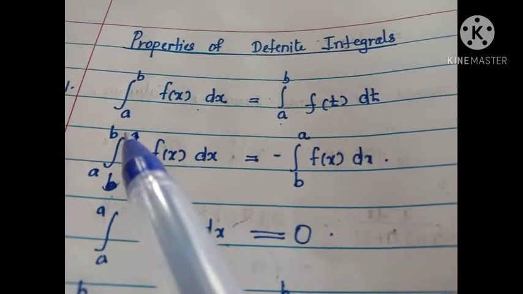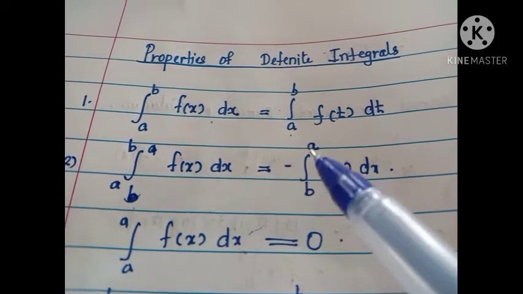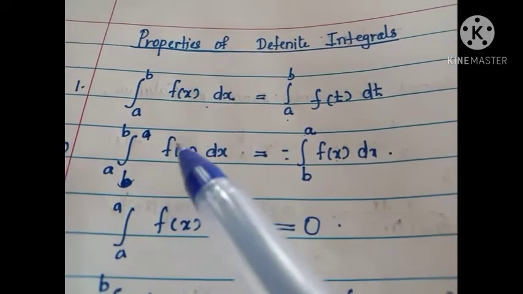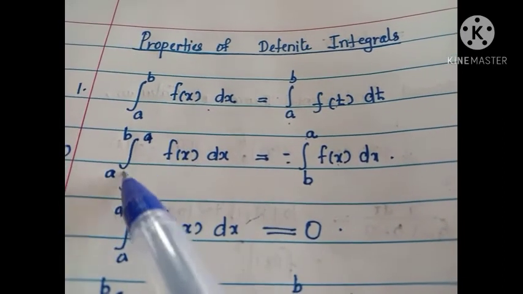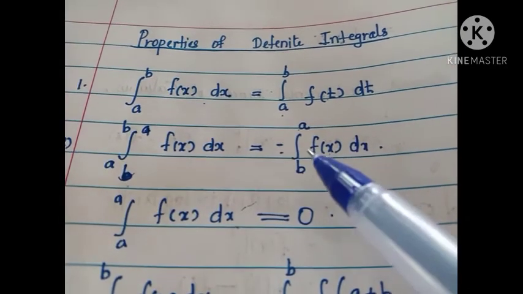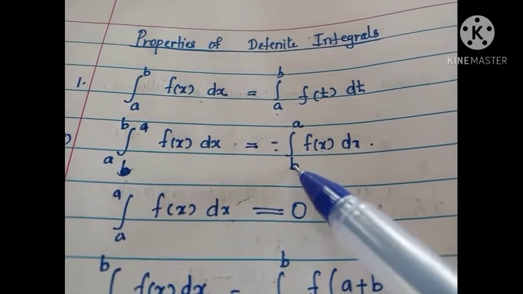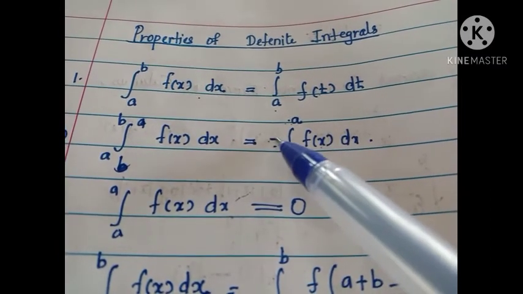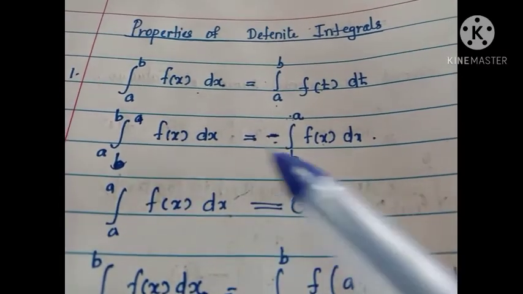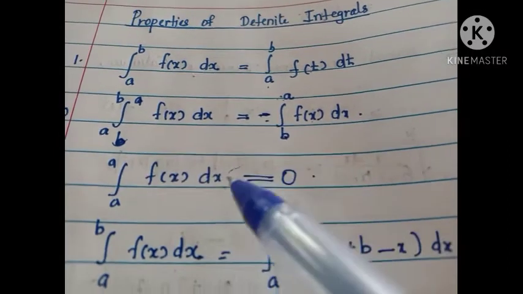Now the second property: integral from a to b f of x dx equals minus integral from b to a f of x dx. This states that if we change the lower limit to upper limit and the upper limit to lower limit, here it is from a to b, and here we changed it to b to a, then automatically the sign will change. Positive becomes negative. So that is the second property: changes in the limits.